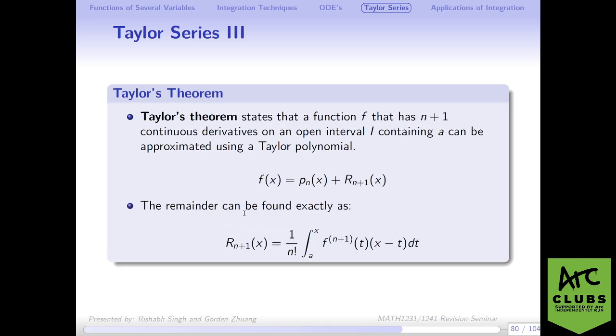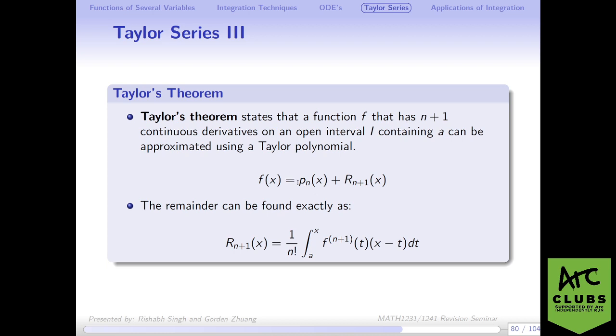And now Taylor's theorem states that when we have a function that has n plus 1 continuous derivatives on an open interval I containing a, when we find Taylor series and Taylor polynomials, we find them around some point a, and it only works if the function is smooth around a. So there's a range in which the Taylor series works, which I'll get to later. So if we have this function which has n plus 1 continuous derivatives, then we can approximate it using a Taylor polynomial.